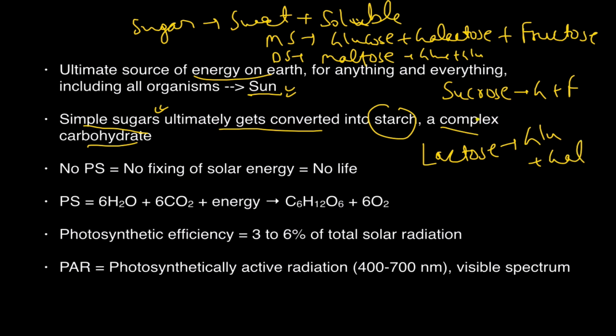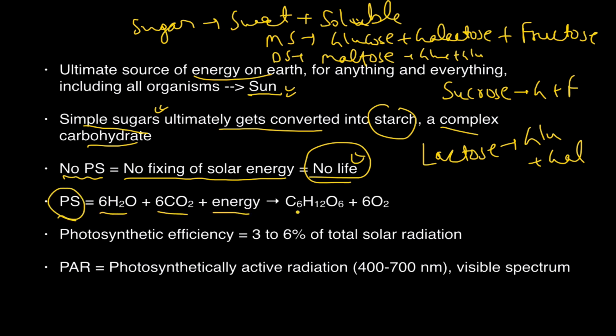इतना भी याद रह गया, that is more than enough. Now no photosynthesis, there will be no fixing of solar energy and there will be no life. Okay, photosynthesis की basic reaction होती है 6 water plus 6 carbon dioxide plus energy gives C6H12O6, which is nothing but glucose. The same formula is of fructose, but the structure is entirely different, plus 6 oxygen.